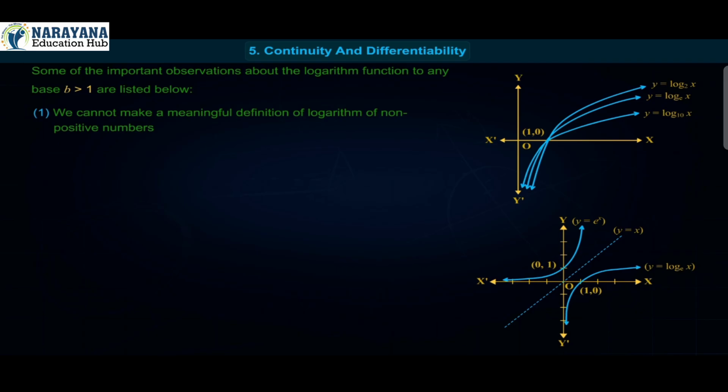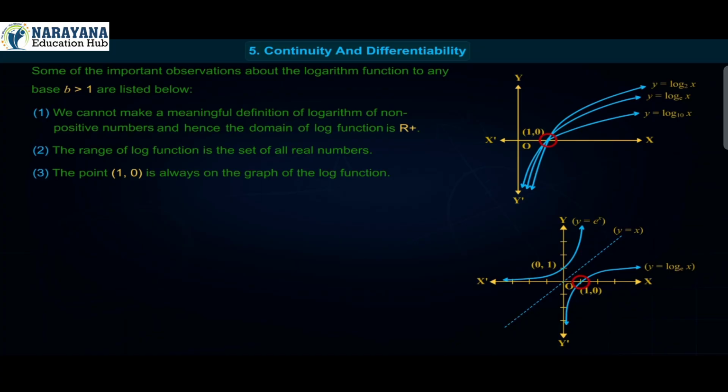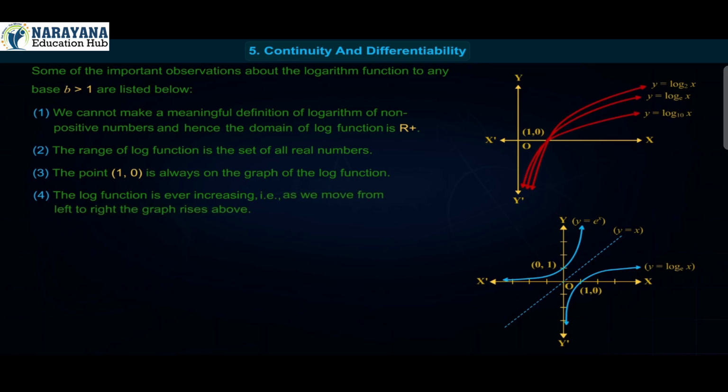Number 1. We cannot make a meaningful definition of the logarithm of non-positive numbers, and hence the domain of the log function is R plus. Number 2. The range of the log function is the set of all real numbers. Number 3. The point (1, 0) is always on the graph of the log function. Number 4. The log function is ever increasing. That is, as we move from left to right, the graph rises above.